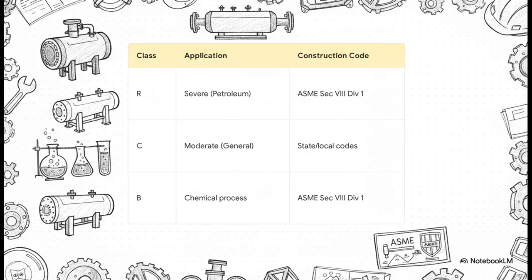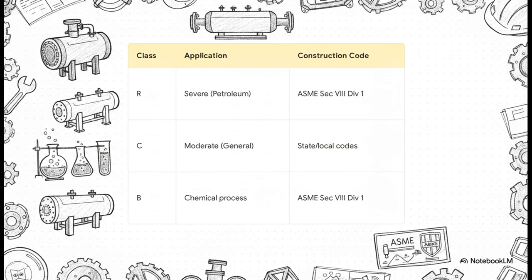Class R is your heavy-duty category. This is for generally severe requirements, stuff like petroleum and heavy processing. Class C is for your moderate requirements, so think commercial and general process applications. And then you have Class B, which is explicitly for chemical process service, and that one strictly requires the application of the code symbol. But across the board, under RCB.113, every single one of these vessels must comply with the overarching ASME Boiler and Pressure Vessel Code, Section 8, Division 1.